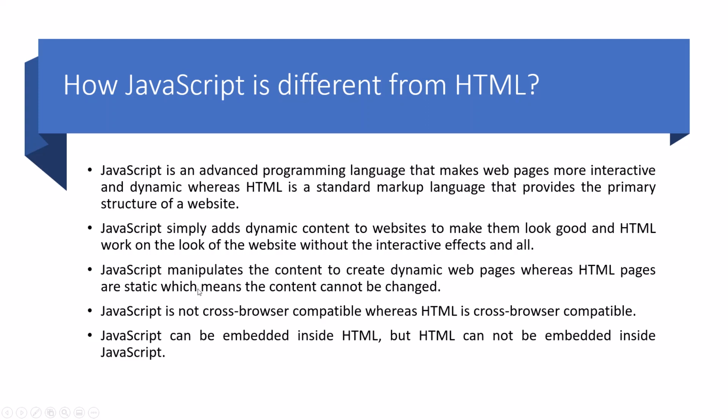The next is JavaScript manipulates the content to create dynamic web pages, whereas the HTML language pages are static, which means the content cannot be changed. The next is JavaScript is not cross-browser compatible, whereas the HTML is cross-browser compatible. The last one is JavaScript can be embedded inside HTML, but HTML cannot be embedded inside JavaScript. So these are some of the differences between JavaScript and HTML.